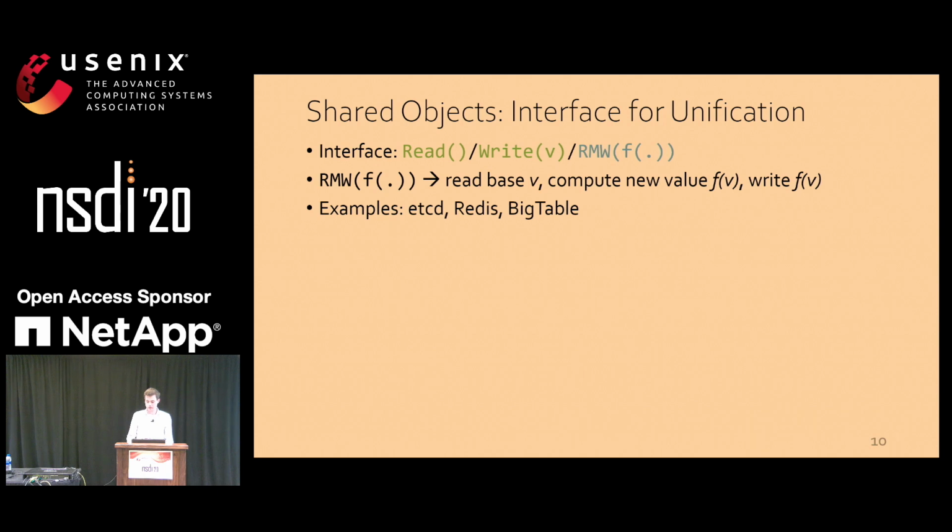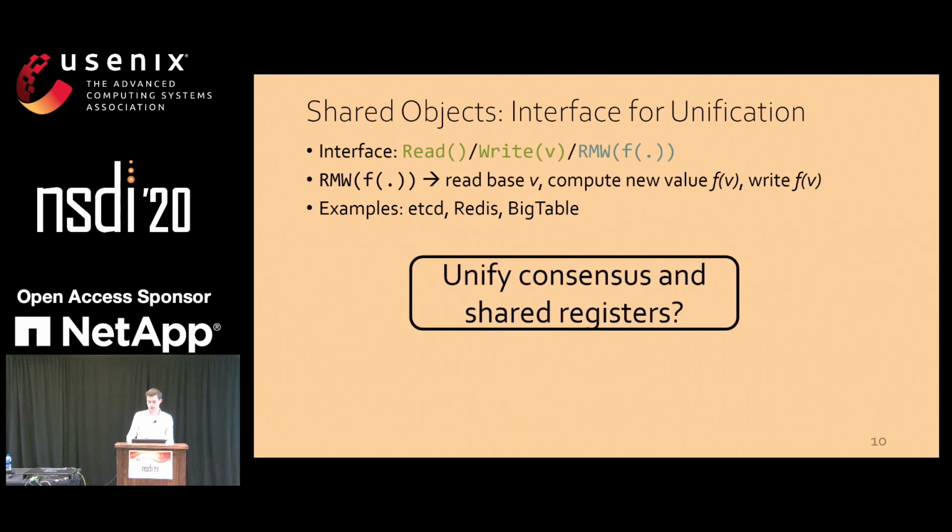This interface is used in real systems, including etcd, Redis, and Bigtable. However, these existing systems do not provide this interface with both linearizability and low read tail latency. We rephrase our earlier question of unification, then, to be how can we provide this interface using consensus for read-modify-writes and shared registers for low read tail latency?